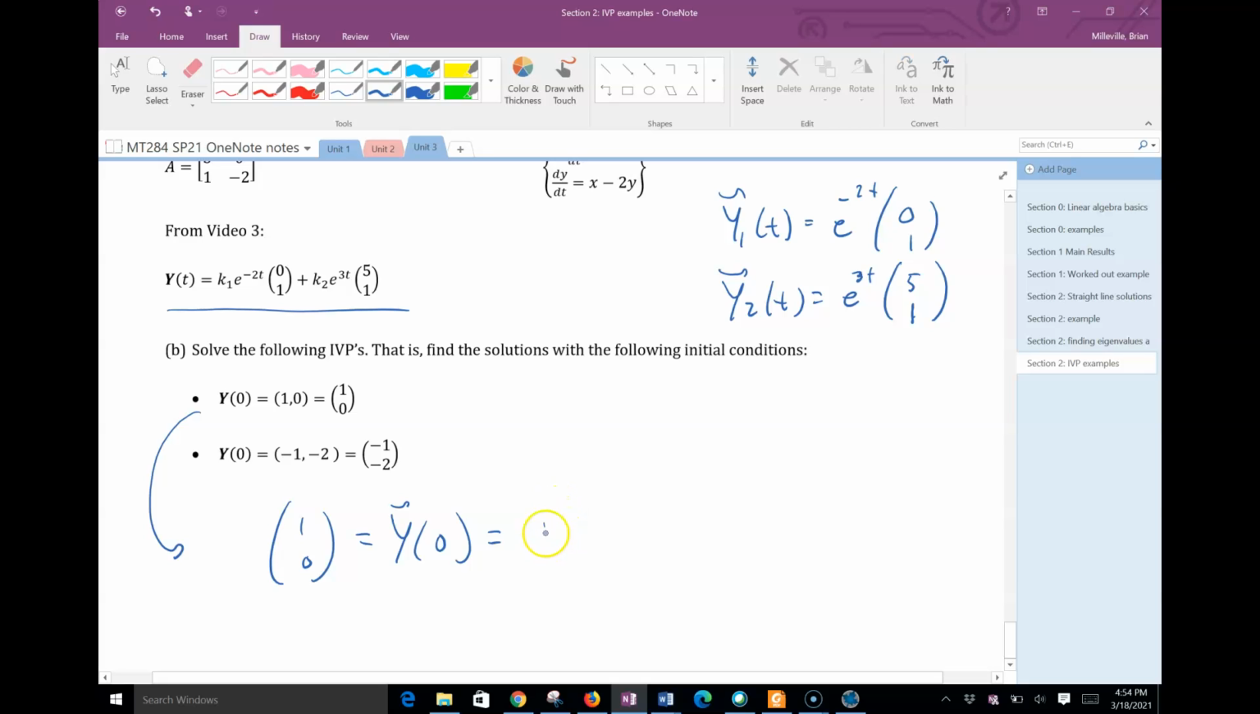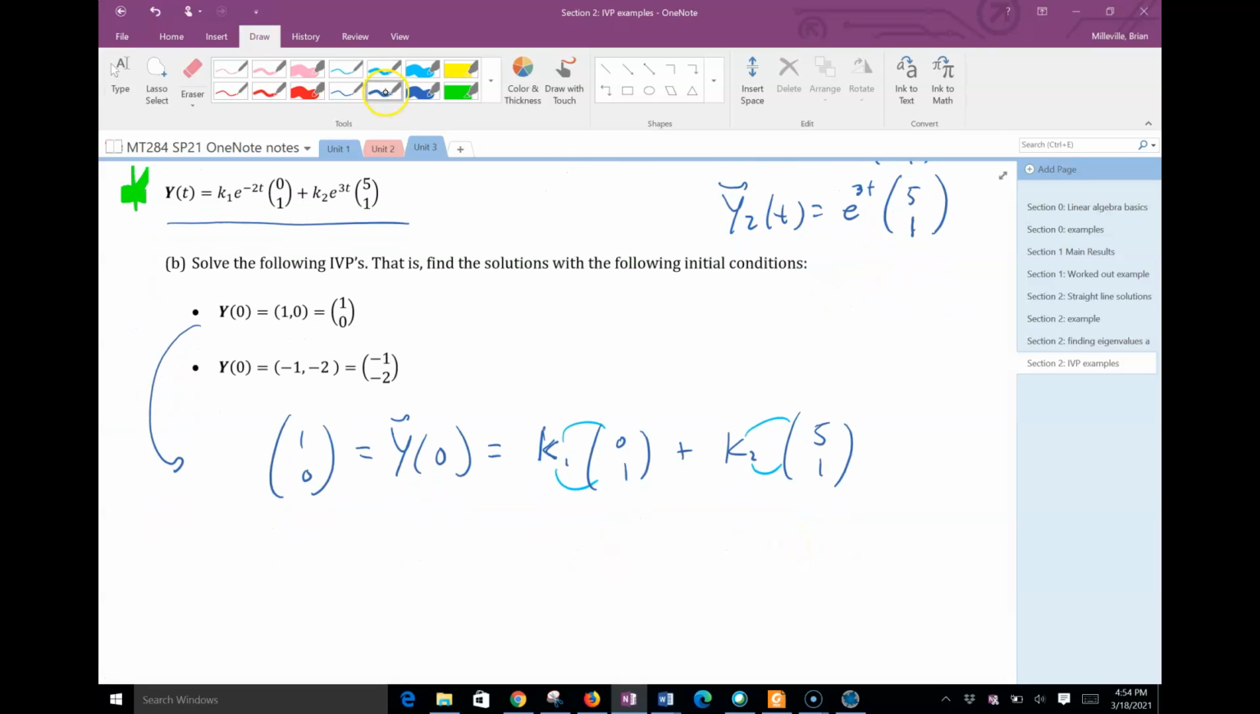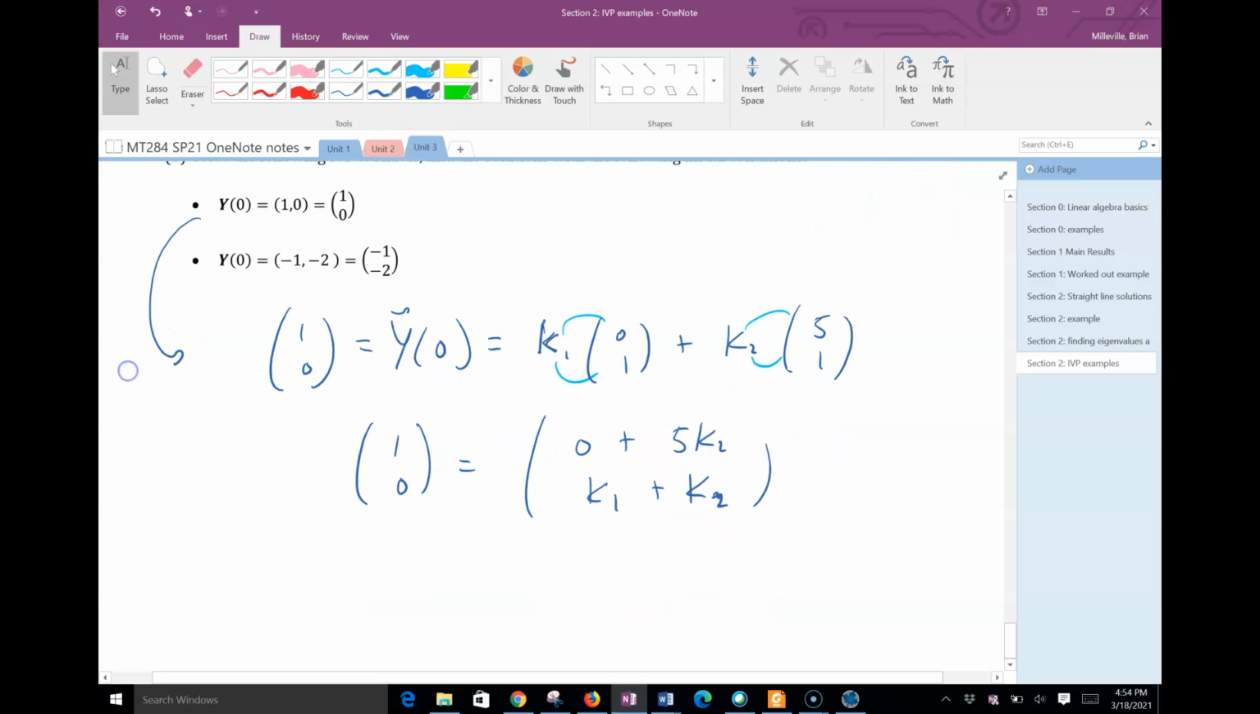What are we going to get here? We're going to get k1 times e to the 0 power, which is 1, so we won't even write that, times the vector 0, 1, plus k2 times e to the 3 times 0 power, which is e to the 0, which is 1, so we won't even write that factor of 1 in. Again, we're plugging in t equals 0 to our general solution up above. Okay, now we're going to go through and distribute the constants k1 and k2 in, and then add those vectors up. So we're going to get a vector equation now, 1, 0 on the left. We're going to have 0 plus 5k2 on the right, and then k1 plus k2 when we add our second components on the right side.